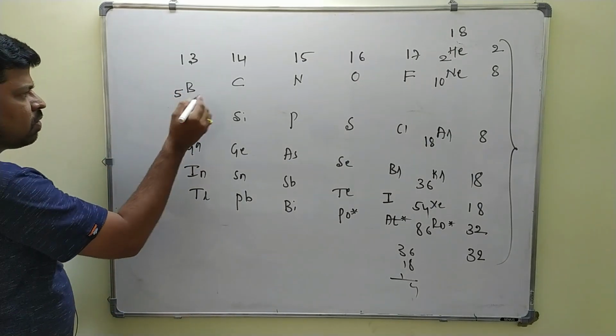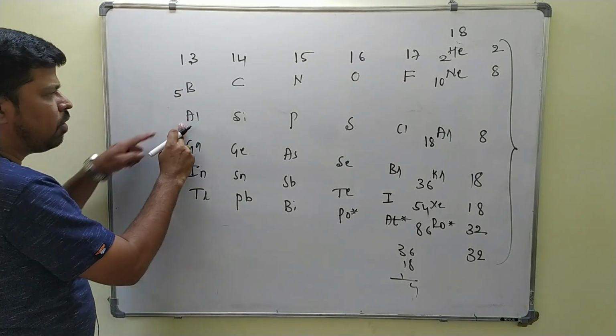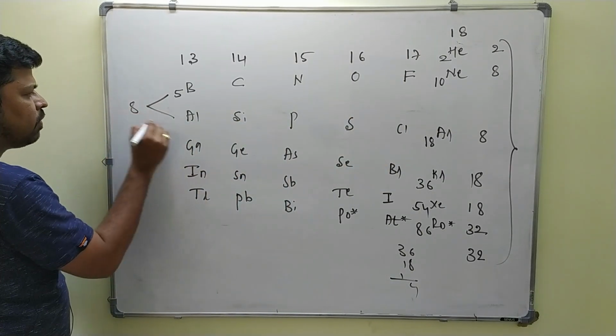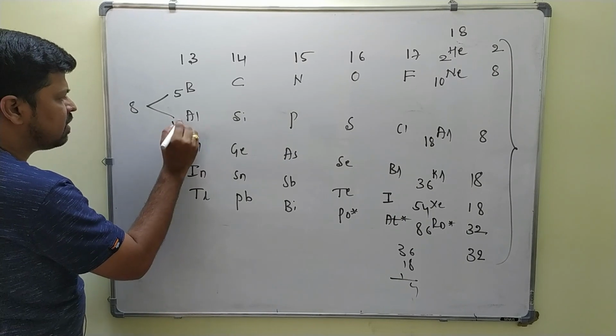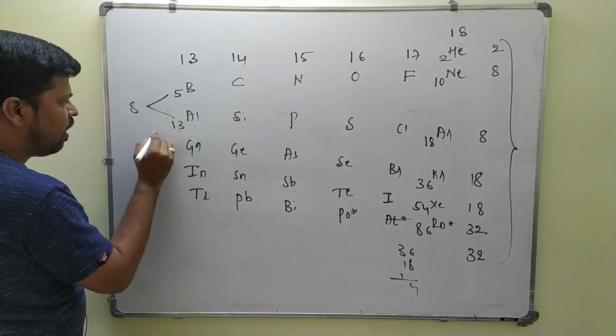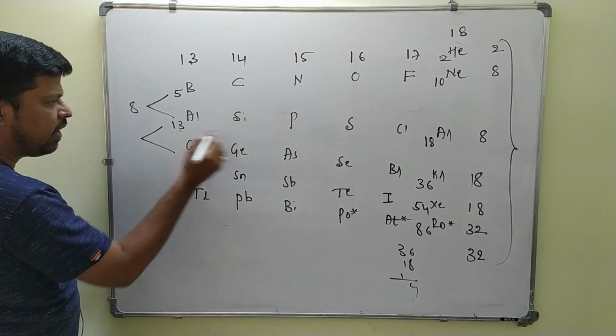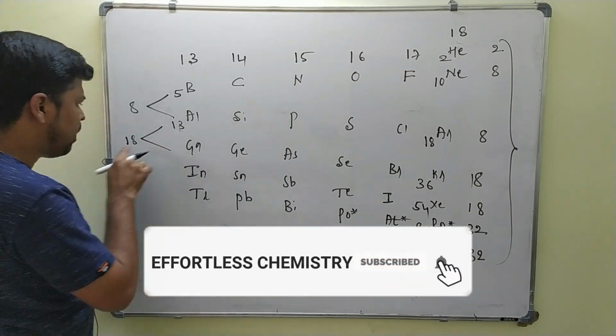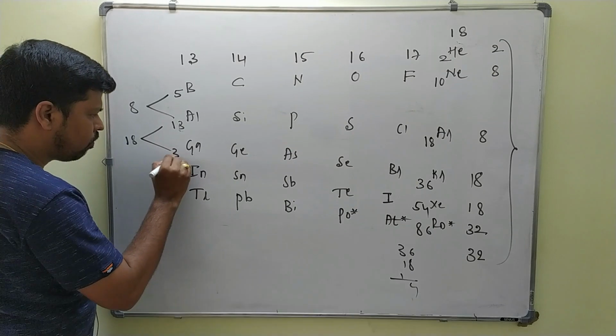Similarly, I will write the atomic number of boron. We know that one. So next, for the atomic number of aluminum, what do you have to add here? 8. Add 8 to this one. How much will you get here? You will get 13. Again, for the next element, what do you have to add here? Again you have to add 18. If you add 18, how much will you get here? This will come as 31.